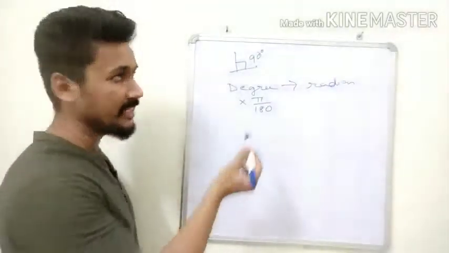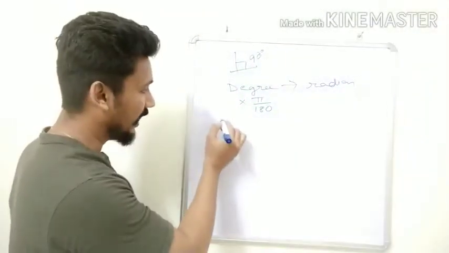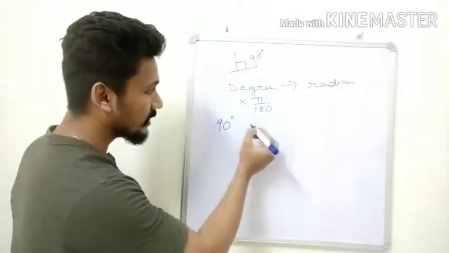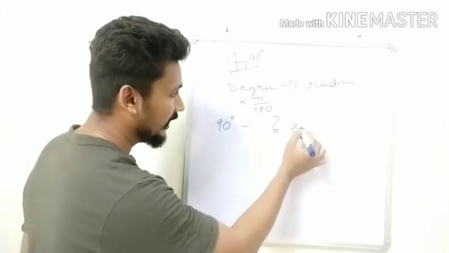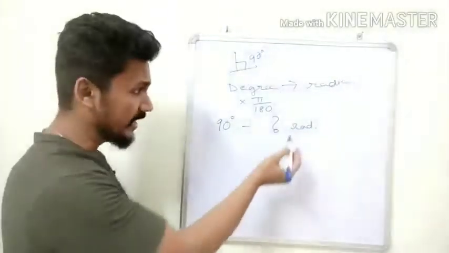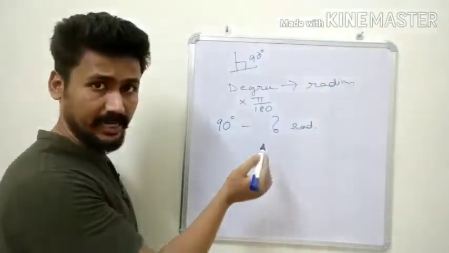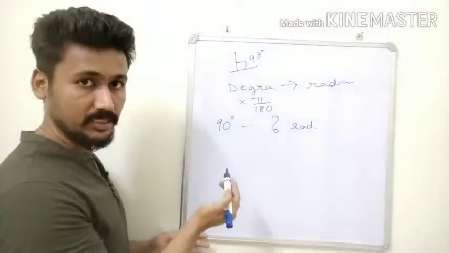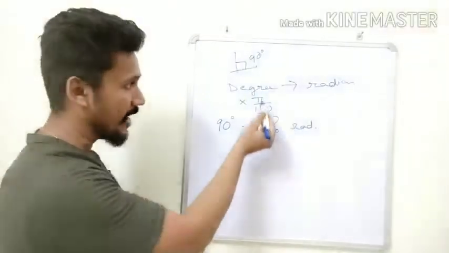Let us take a simple example of 90 degrees. So we have an angle which is 90 degrees. So 90 degrees will be how many radians? By the way, radian is written like this, RAD. That is the short form for radian. So 90 degrees I want to convert into radians. What will I do? Multiply it by pi by 180.